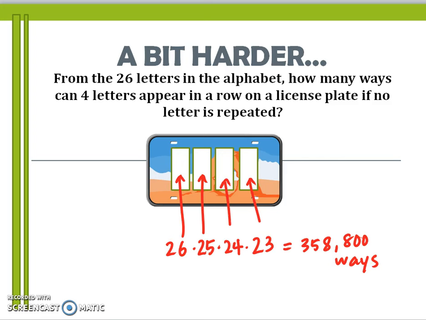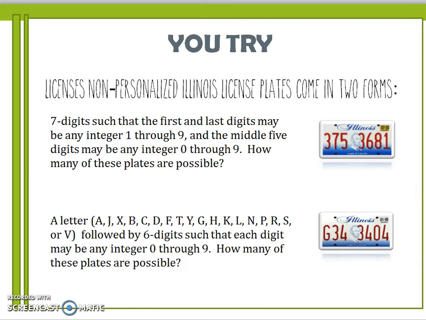obviously. So what I want you to do is go ahead, pause the computer, read through these two examples. These are actually how non-personalized license plates are determined in Illinois. Non-personalized meaning it doesn't say Griffin Math on my license plate. Take a look at your parents' license plate. See if they match this pattern at all. So go ahead, try these, pause, and then I'll have the answer ready for you when you come back.